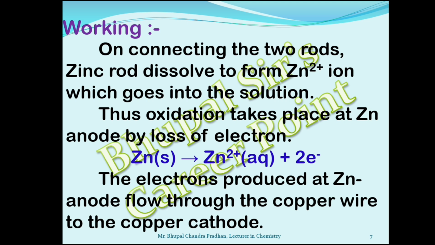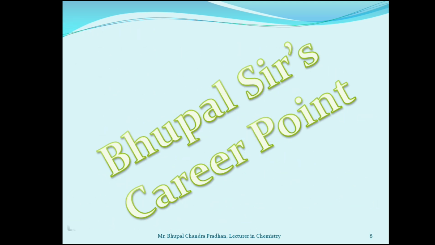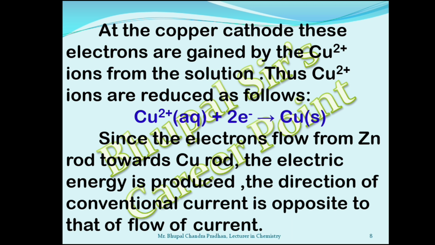The electrons produced at the zinc anode flow through the copper wire to the copper cathode. What happens at the copper cathode? At the copper cathode, these electrons are gained by the Cu2+ ions from the solution.